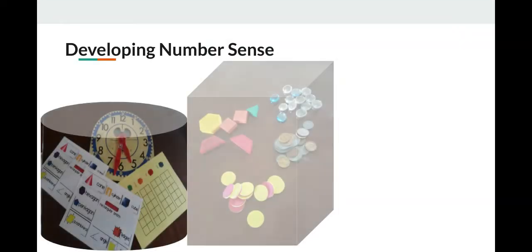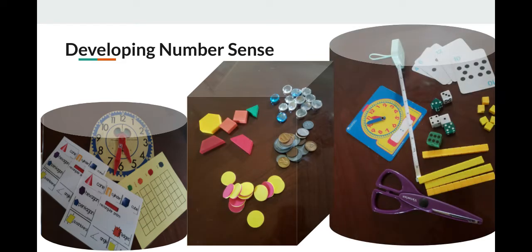Developing number sense. So let's talk about number sense. Let's talk about why number sense is important.